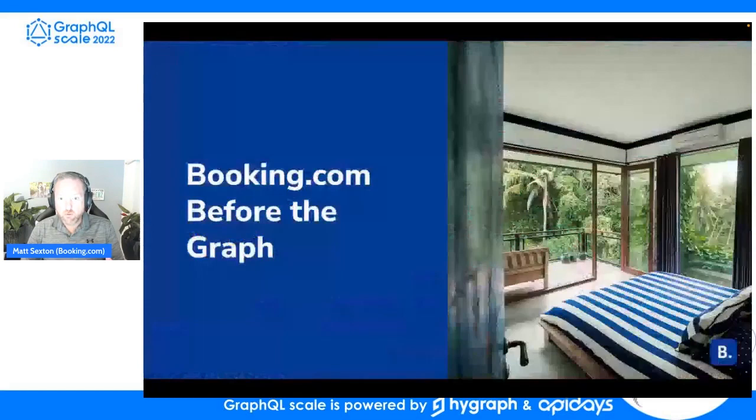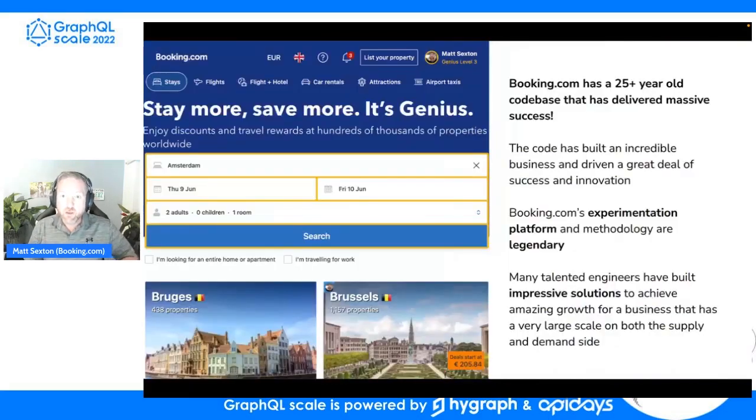So before we get into that, it probably is a good idea to talk a little bit about what Booking is like before the graph. Booking has a 25-plus-year-old code base, and it's been a very successful business in the travel industry. I'm sure a lot of you have used Booking. It's very, very well known around the world, and it's had a lot of really good things built into it. And one of the biggest things that it has is an experimentation platform.